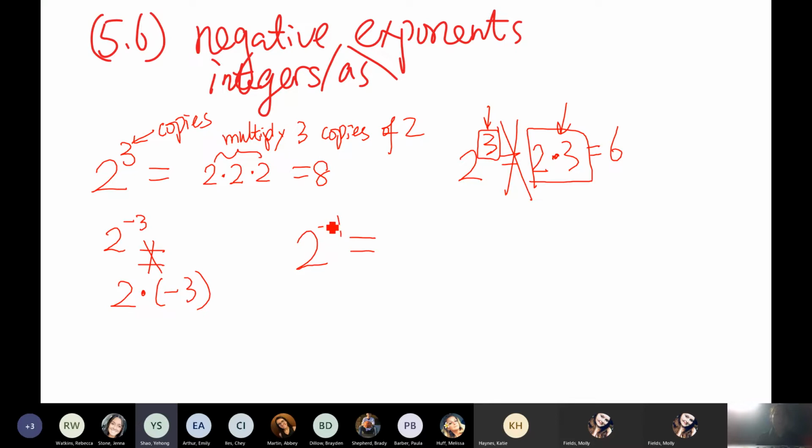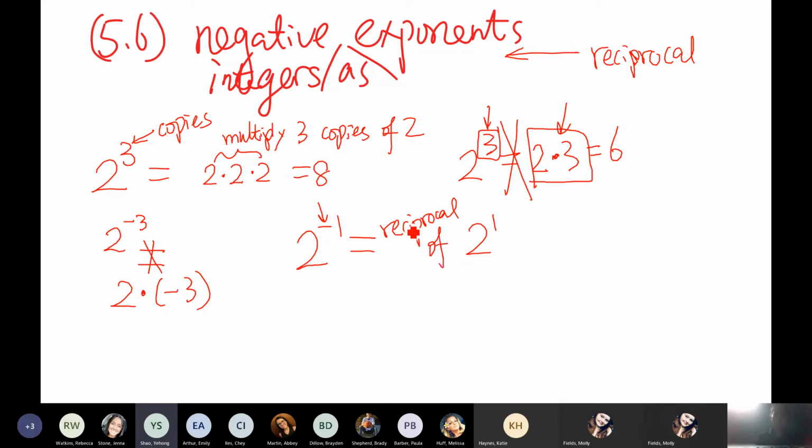Now, a negative exponent means reciprocal. Let me write it down here. So what does a negative integer as an exponent mean? It means the reciprocal of the positive exponent. What this means is you can get rid of the negative sign. It just means 2 to the first, but with the minus, you have to take the reciprocal of that. So this means the reciprocal of 2 to the first.